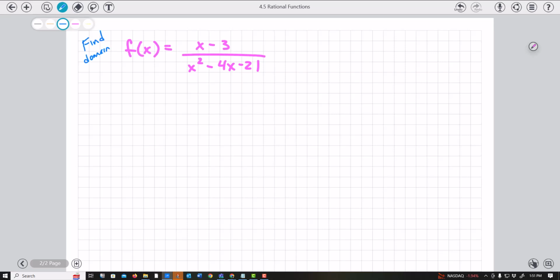That basically means what are x values that you can plug in that's not going to make the denominator blow up, right? Which means we cannot divide by 0. So what you want to do is you want to factor the denominator.